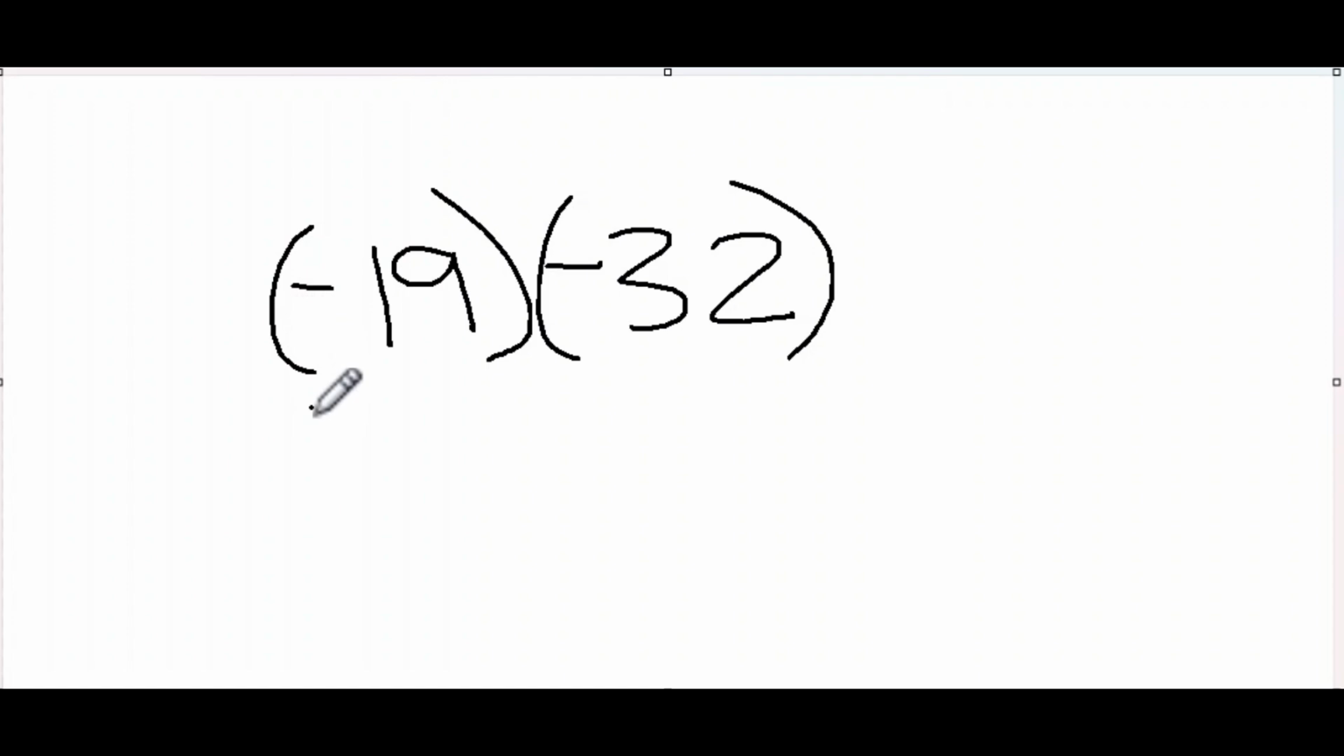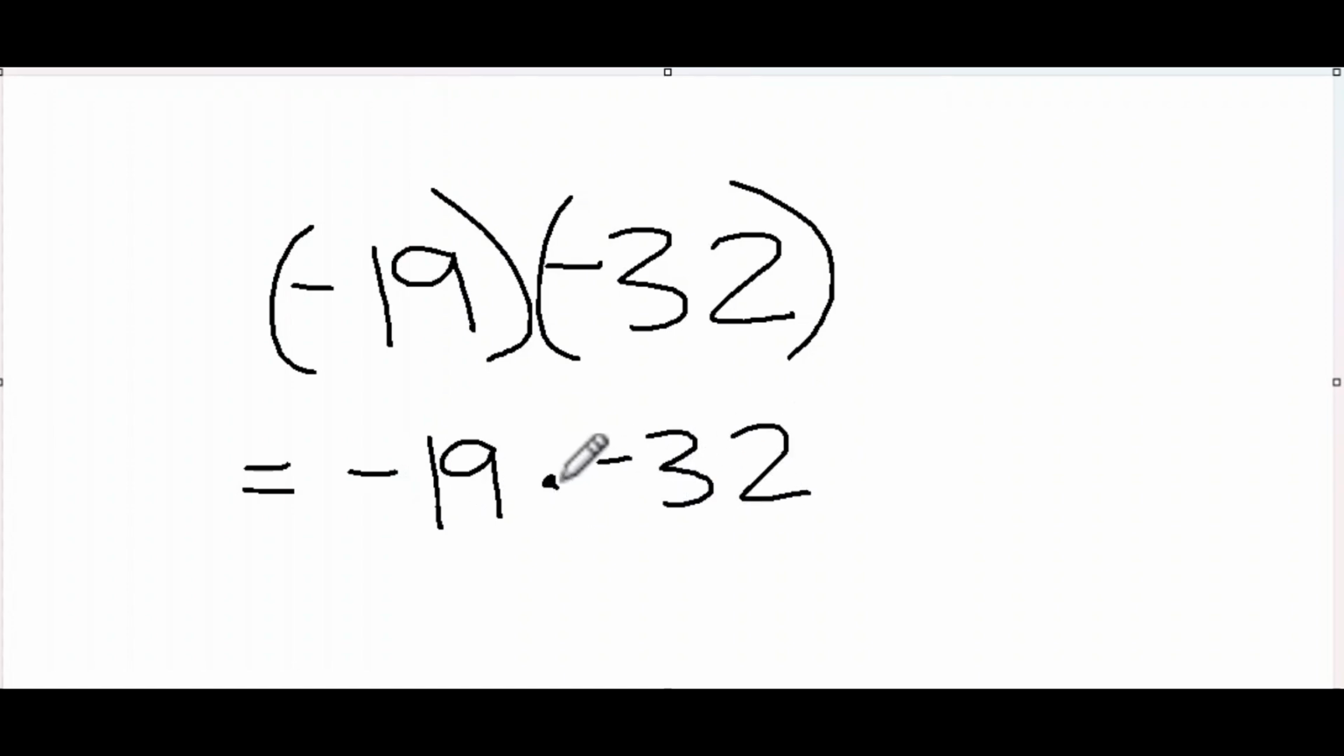So, one of the best strategies that you can have is to rewrite things. So, the rewriting strategy: negative 19 times negative 32. And again, parentheses next to each other means the same thing as multiplication. A dot means the same thing as multiplication for our purposes. An X means the same thing as multiplication, okay, for our purposes.